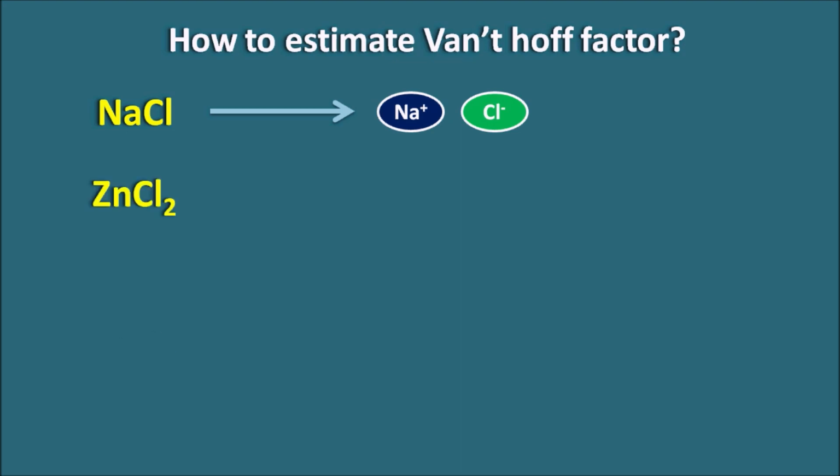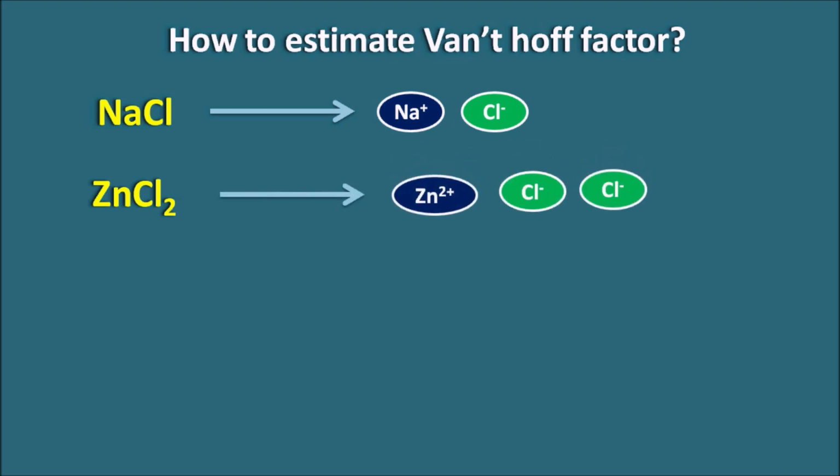Similarly, let us take zinc chloride. Now zinc chloride is going to be split such that it produces 1 zinc ion as well as 2 chloride ions. So for 1 molecule of zinc chloride, three ions are formed. One is the zinc ion, two are the chloride ions.